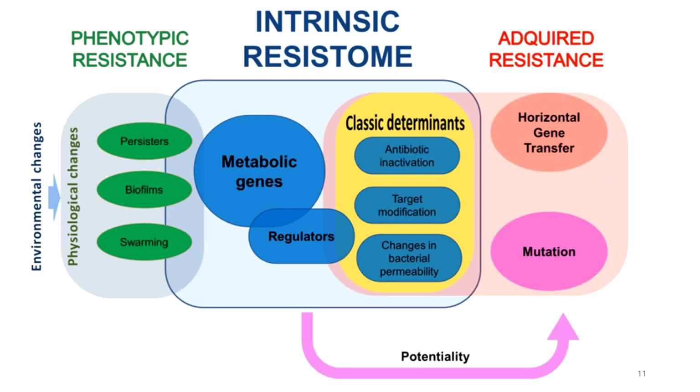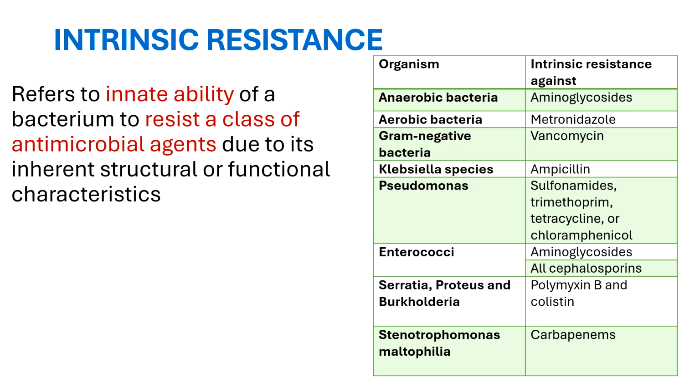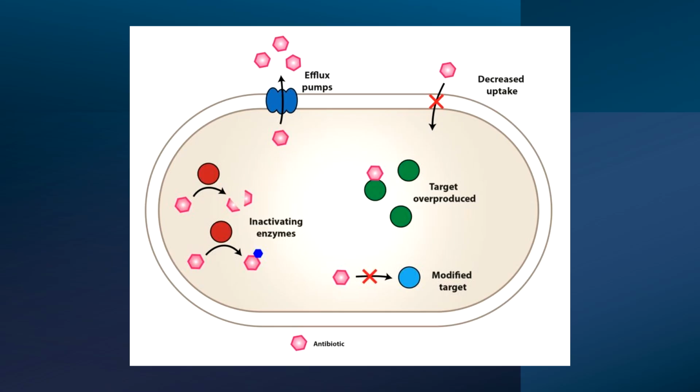Now, what do you mean by intrinsic or acquired resistance? Pardon the spelling here. Intrinsic is the innate resistance of an organism to that particular antibiotic. However, acquired means the isolate or organism has acquired resistance by mutation or horizontal gene transfer. There are certain organisms that are intrinsically resistant to particular antibiotics. So this is the table, and one should remember it.